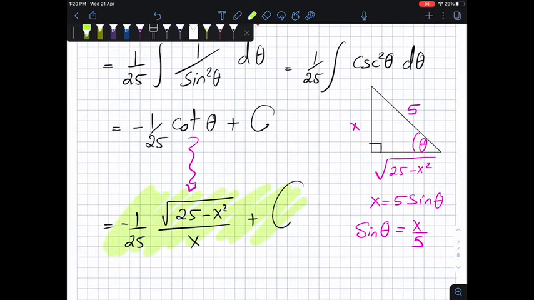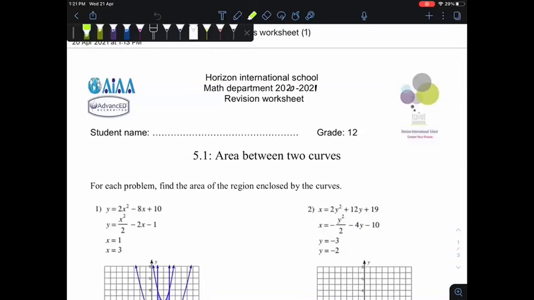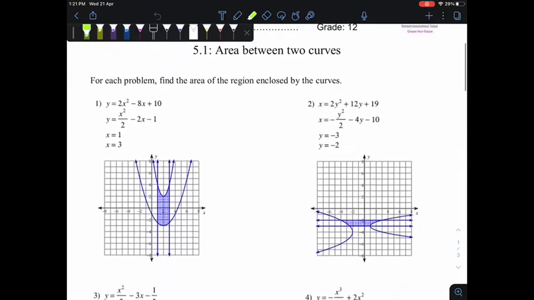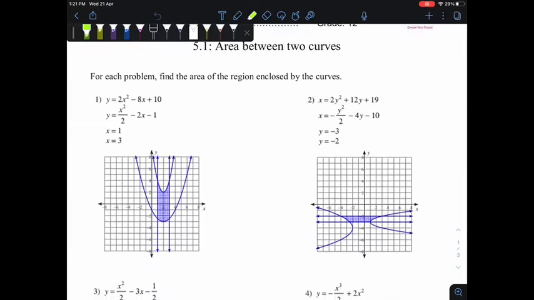Okay, let's move on, guys, to another topic, 5.1, which is area between two curves. Very, very important topic. We still have two topics here, this one and the other one, volumes of revolutions. For example, the question will be, for each problem find the area of the region enclosed by the curves. So let us start with the first question.